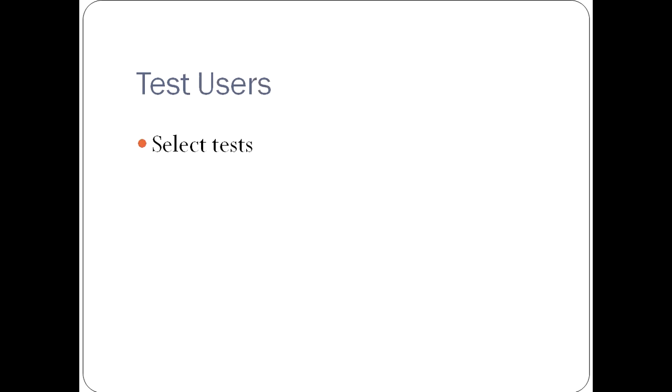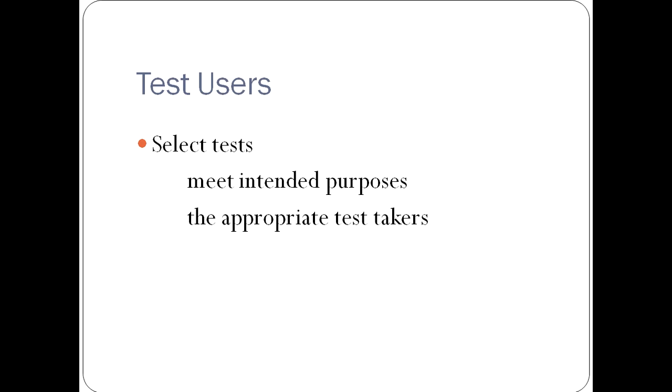Now, test users, they need to select tests that meet the intended purposes, which means that if you want to know what somebody's algebra skill set is, then you give them a test that has algebra problems in it, not a test on biology or a test on personality, because that won't give you the information you're seeking. Another important factor for test users is the appropriate test takers. You don't want to give an algebra test to a 3-year-old who has no idea what algebra is.